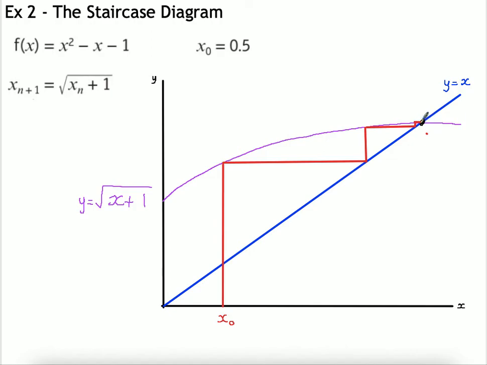Okay, so that is where f of x equals 0, or when we set the function equal to the line y equals x, the square root of x plus 1. So this is called a staircase diagram, and you can see it looks a little bit like a staircase. So this is where it will converge to a root using something called the staircase diagram.